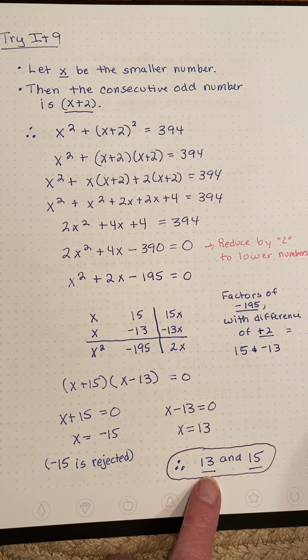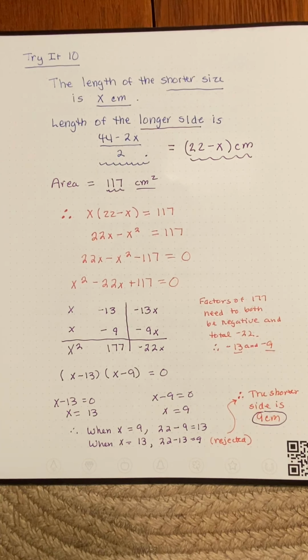Okay, so try 10 reads. The perimeter of a rectangle is 44 centimeters. So that tells me 2 lengths and 2 widths is 44 centimeters. The area of the rectangle is 117 square centimeters. So the length times the width is 117. Find the length of the shorter side of the rectangle. Now I know they're not all equal because they said shorter side. So the length of the shorter side is x centimeters. That should be side, not size.